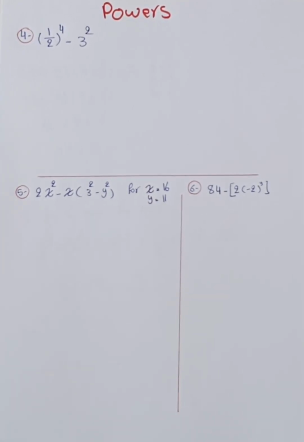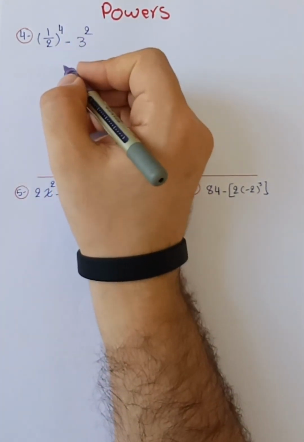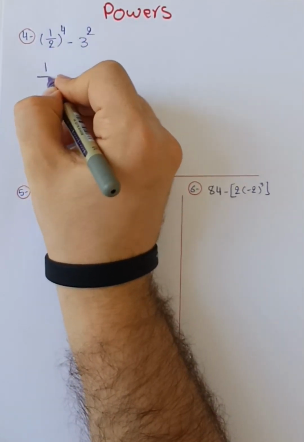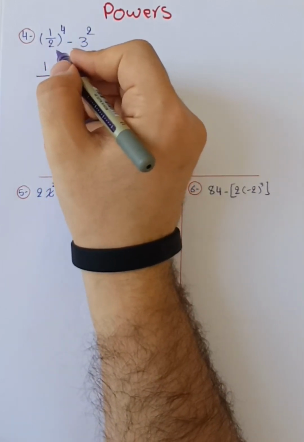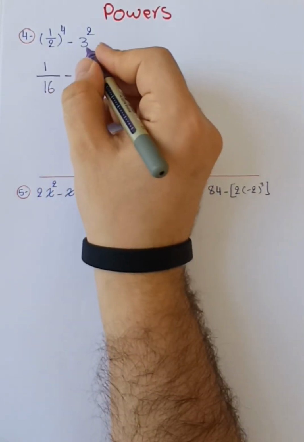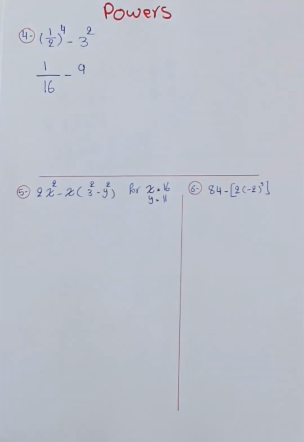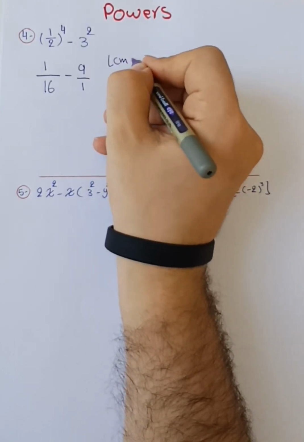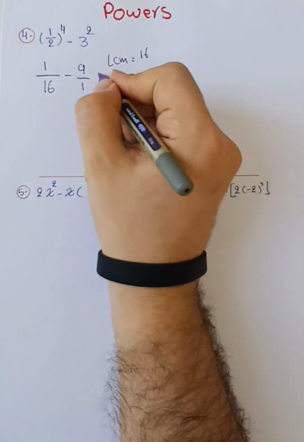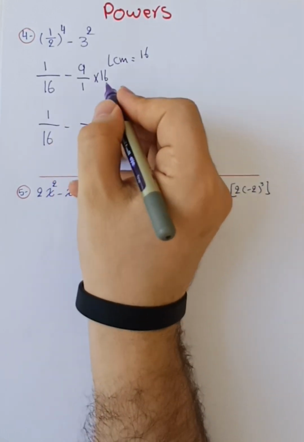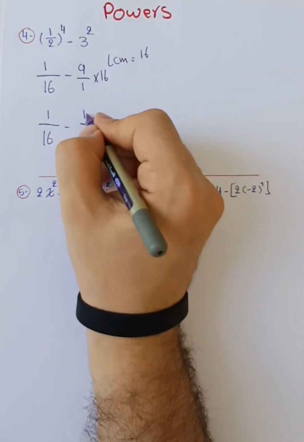Example number 4, we have 1 out of 2 to the fourth power, minus 3 squared. We have to solve the power. When we multiply 1 by 1, 4 times, it is equal to 1, and then for 2, 2 times 2 is 4, 4 times 2 is 8, 8 times 2 is 16, minus 3 times 3 is 9. After that, we have to change this whole number to a fraction, and then the least common multiple for 16 and 1 is 16. We have to multiply this fraction by 16, so we have 1 out of 16 minus 16 times 1 is 16. 16 times 9 is equal to 144.